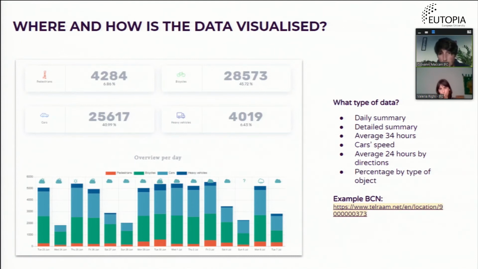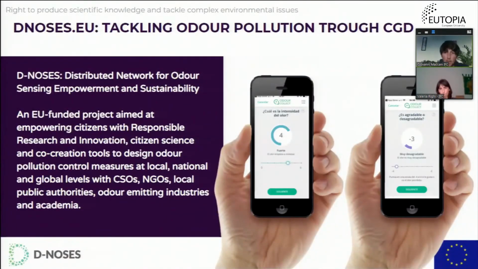Now, two more projects that we would like to give some highlights, again, in relation to citizen science and the work we do within citizen science and European projects. First one is called DNosis. It's an interesting one. It's about odor pollution. And I think that this one might be clearer than other examples, the value of citizen science, right?